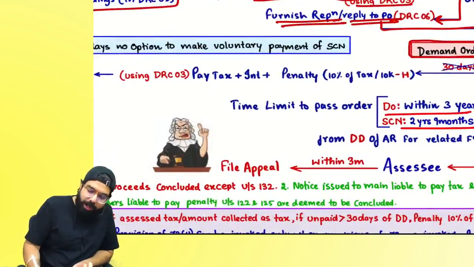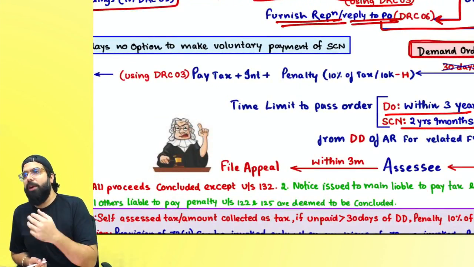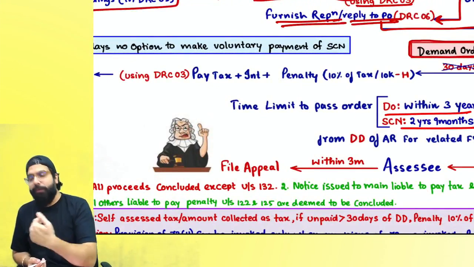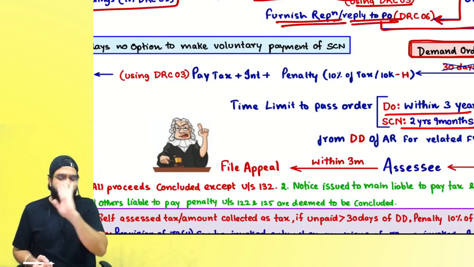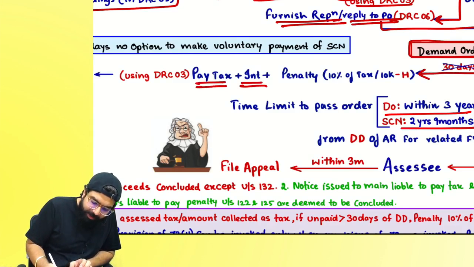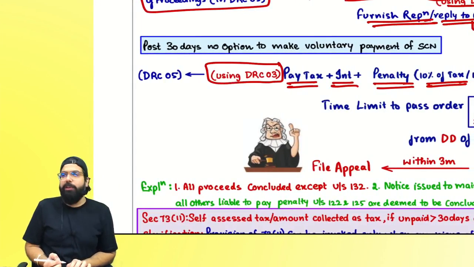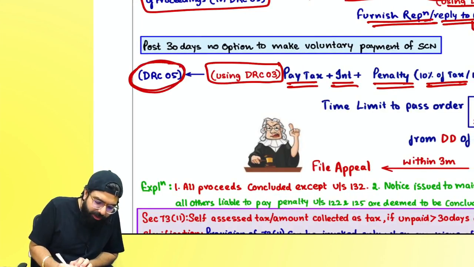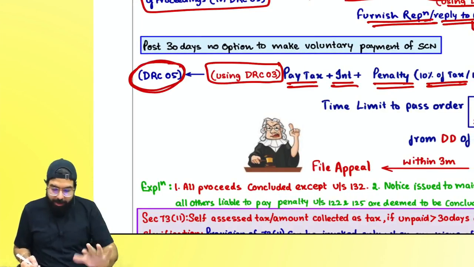Once the demand order comes, how many days of time will you be given? Actually 3 months of time before they start recovery. But if you make the payment, sir, there is no more option. Now, before they start the recovery, if you make the payment, then you have to pay tax, interest, penalty, 10% of the tax or 10,000, whichever is higher. Once you make the payment, inform him in DRC 03 and he will conclude the proceedings issuing you GST DRC 05. Are we clear everyone?